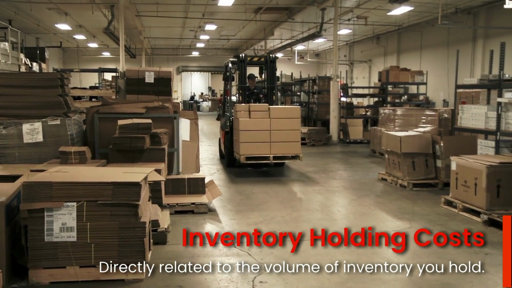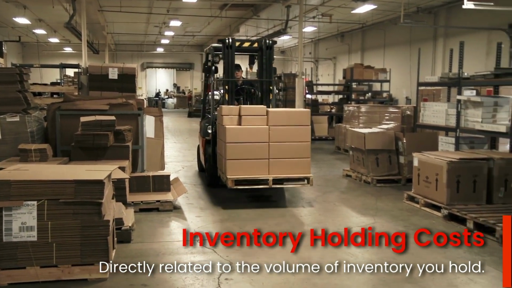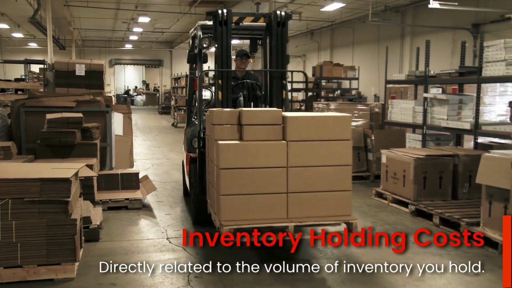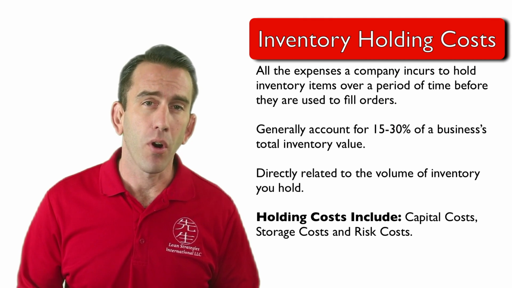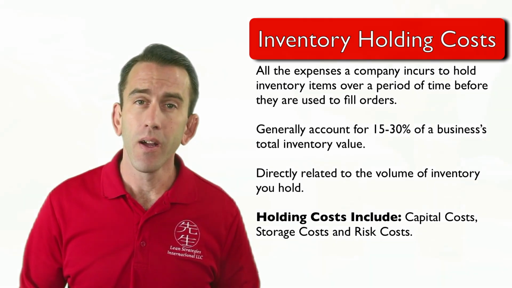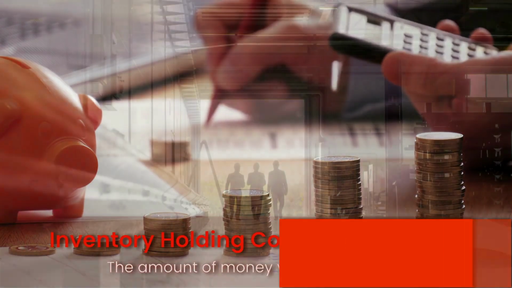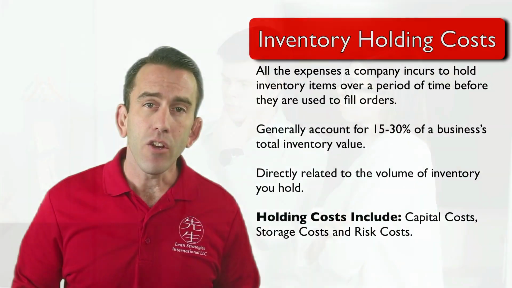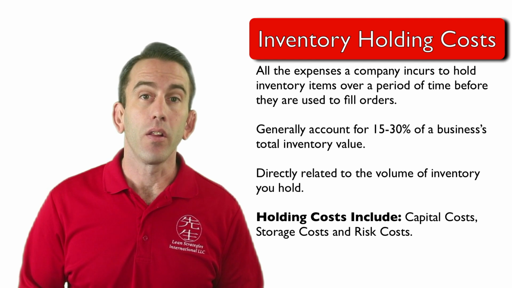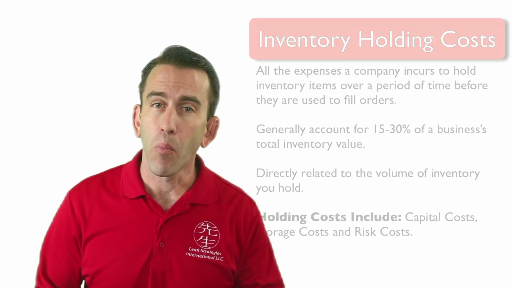In the next few modules, we'll look at what exactly holding costs are with relation to inventory. Inventory holding costs are directly related to the volume of inventory you hold. There are three different elements of inventory holding costs, which are capital costs, storage costs, and risk costs. Let's look at each of these three categories a little closer to understand more about holding costs associated with inventory.